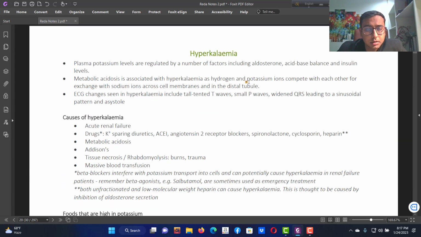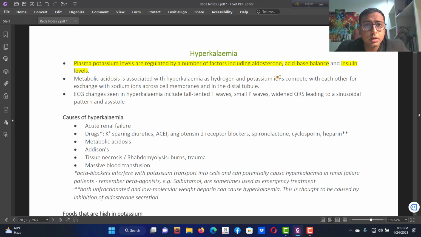Now hyperkalemia. Plasma potassium levels are regulated by a number of factors like aldosterone, acid-base balance, and insulin levels. Aldosterone usually controls the potassium levels in the renal system. Some people, and I also thought, that aldosterone is a mineralocorticoid so it is mainly dependent on sodium, but that is not correct. Aldosterone causes potassium control.